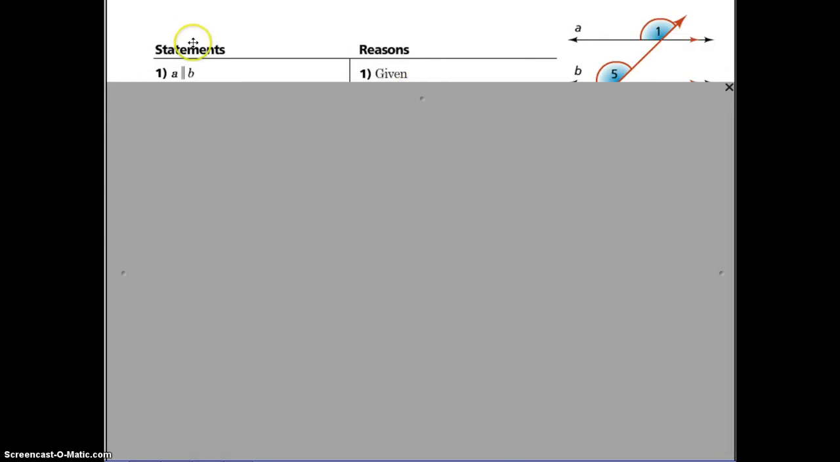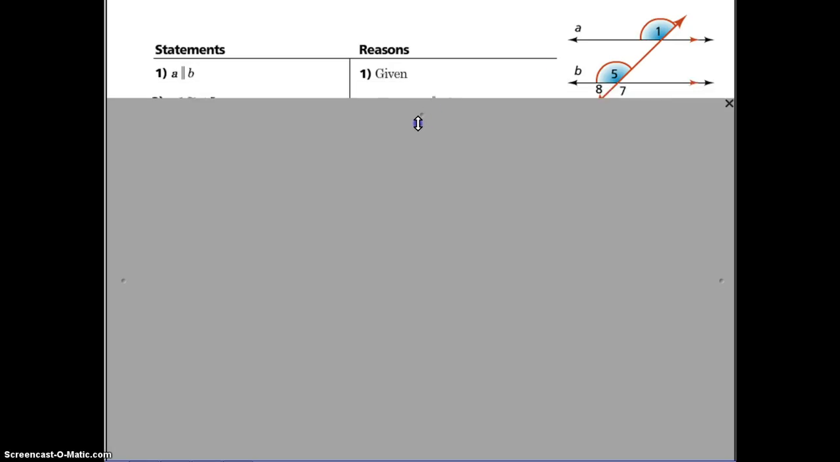When you write a proof, you set it up with 2 columns. The left column is called statements and the right column is called reasons. Well, the statements are just things you're telling me that you know are true, and your reasons are the list of all the geometry that you know they're true. So A is parallel to B. Well, we know that because that was given to us.